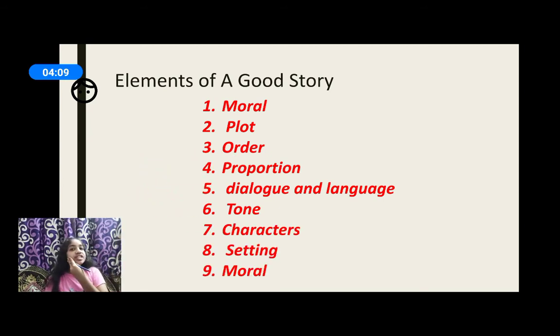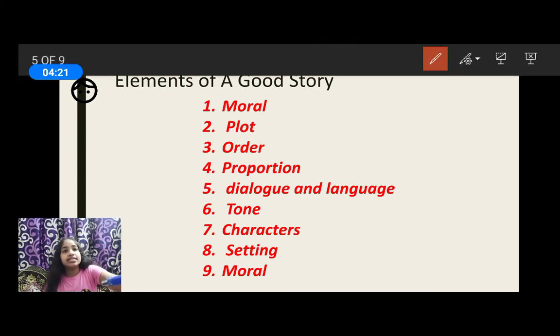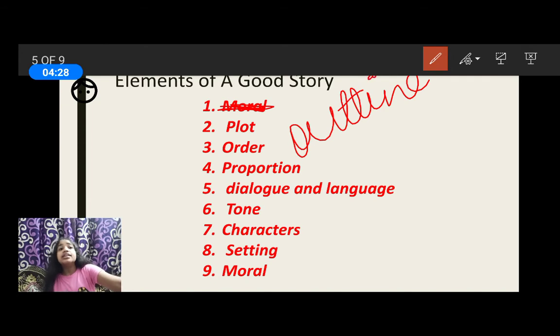The first one is the moral. Now everyone, please listen. Whenever you are making a story, you should have an outline of it. The moral comes at the end. You should have the outline of the story, because this is very important: if you get any topic, you should have an outline of it, because when you make the outline, it becomes easier to define and write the story, right?